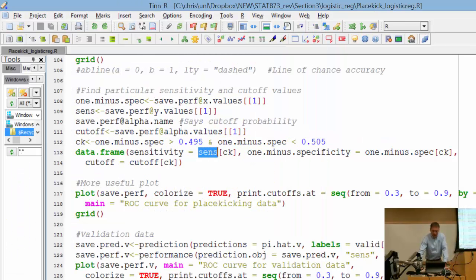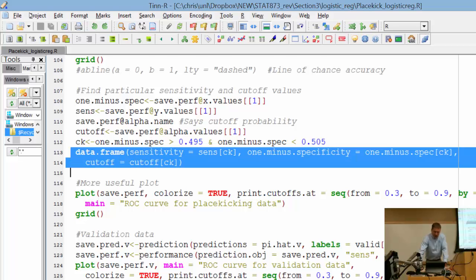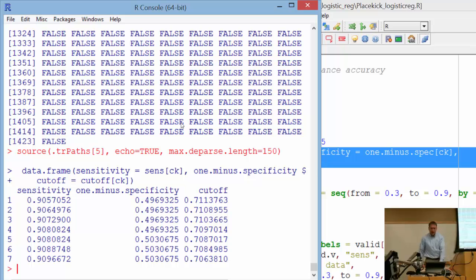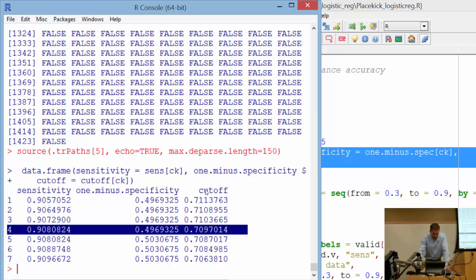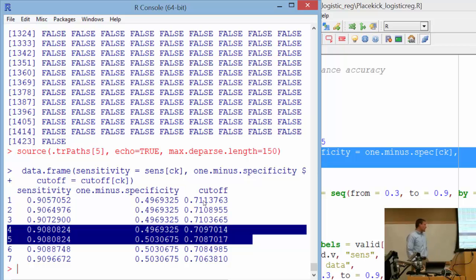So simply, I take my sensitivities and work with all those trues and falses, same thing for my specificities, same thing for the cutoff probabilities, and finally we get what we needed. Again, if I wanted a 1 minus specificity of 0.5, notice I don't get it exactly, but I do get two things that are very close. So what this says is if I want a 1 minus specificity of 0.5, I should choose a cutoff probability of about 0.71. And that gives me a corresponding sensitivity of about 0.91.